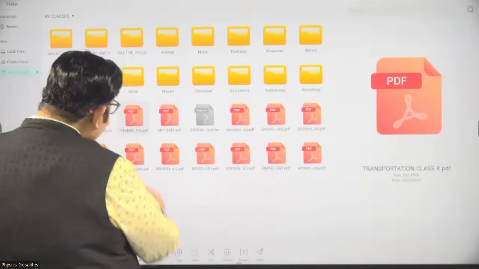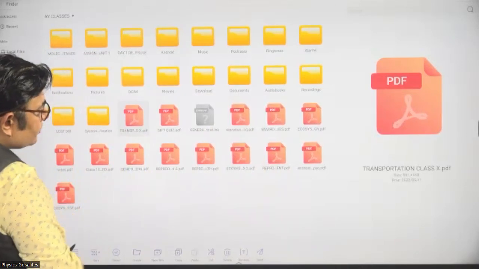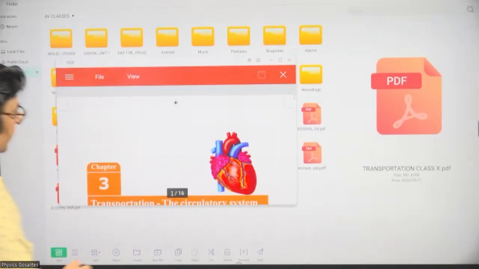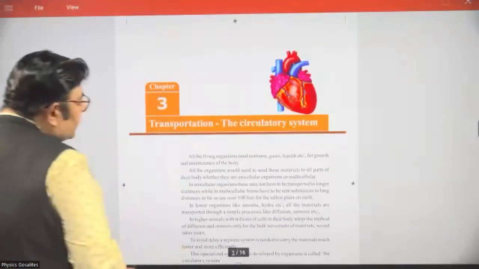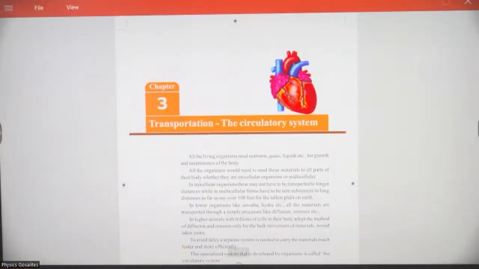So guys, today's topic was transportation. Transportation in animals is done by the circulatory system. The parts of the circulatory system, as we know, are the heart and the blood vessels. The blood vessels are arteries, veins, and the connecting link between artery and vein, the capillaries. These are the blood vessels.